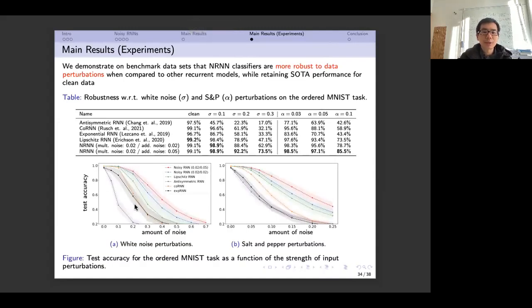And the same story is told by these two plots here. As we vary the amount of noise that we inject into the data, noisy RNN is more robust when compared to other recurrent models.